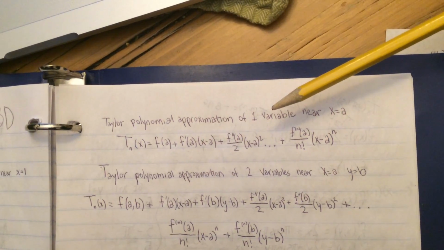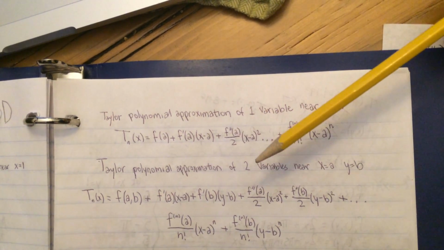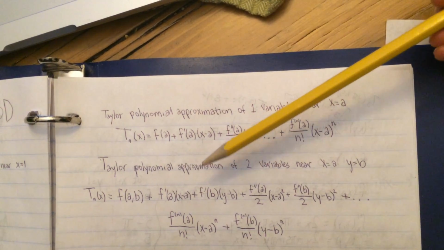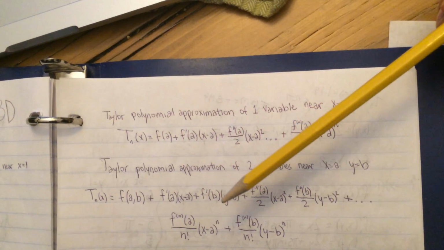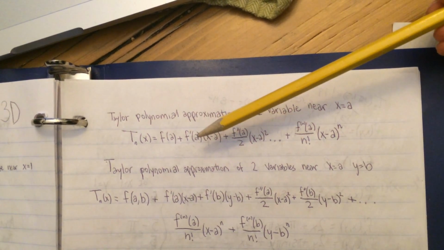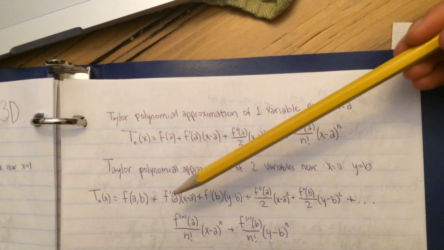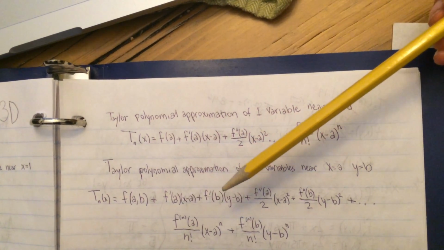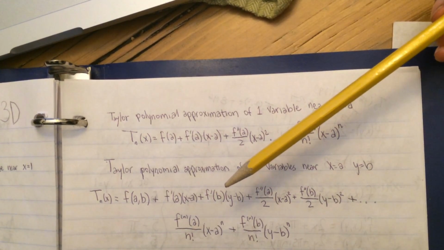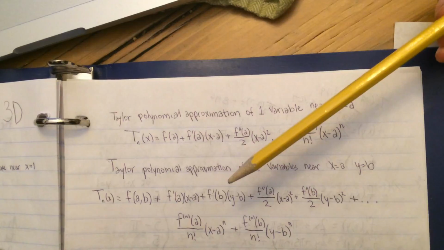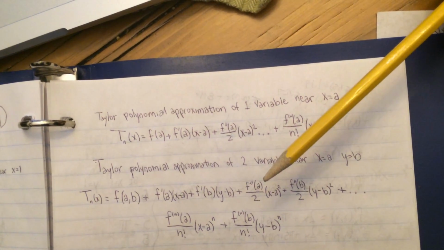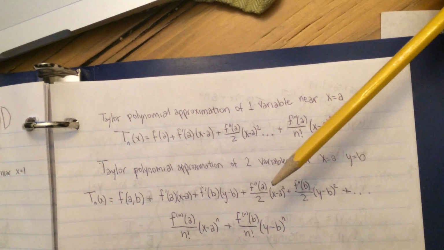with respect to x. But for a function of two variables, the function is changing with respect to x and y. So instead of just having f prime a, you have to have f prime a and f prime b because the function is changing with respect to two variables, and you need to find the partial derivatives of each of them. So you have to do this for every term.